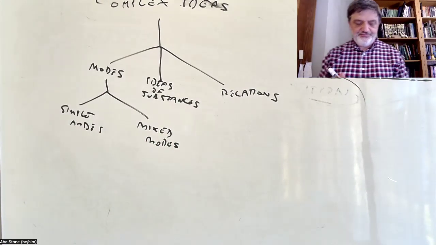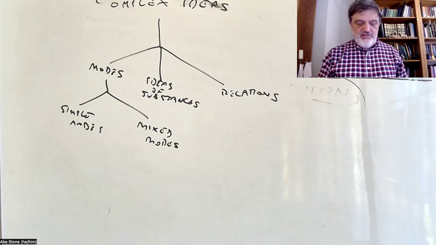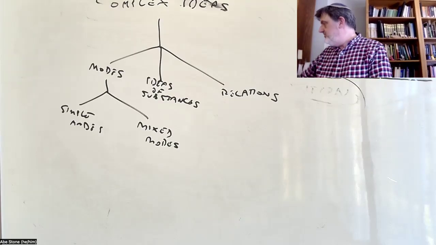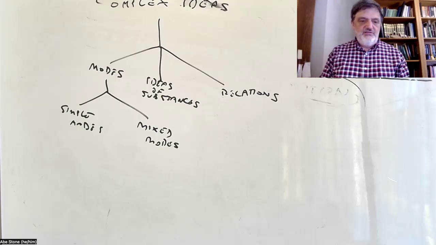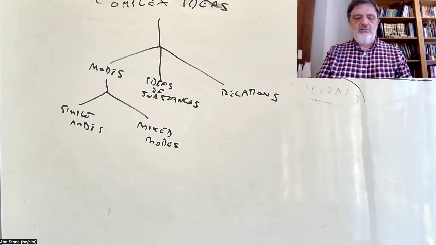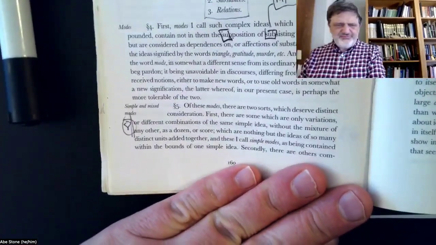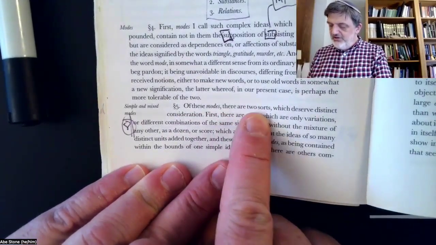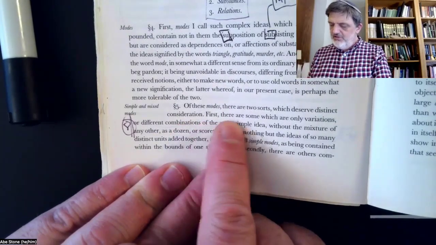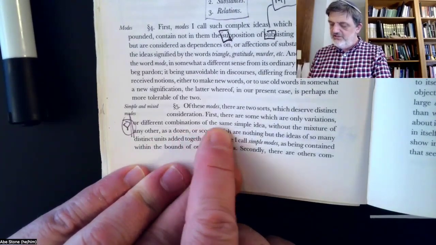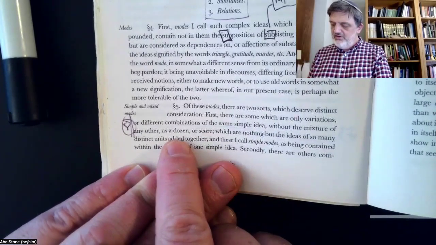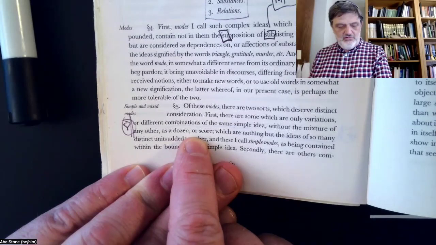And simple modes. So here's the definition of simple mode. It's book two, chapter 12, section 5 on page 160. Of these modes, there are two sorts which deserve distinct consideration. First, there are some which are only variations or different combinations of the same simple idea without the mixture of any other. As a dozen or score. All right, I'm going to stop reading there.